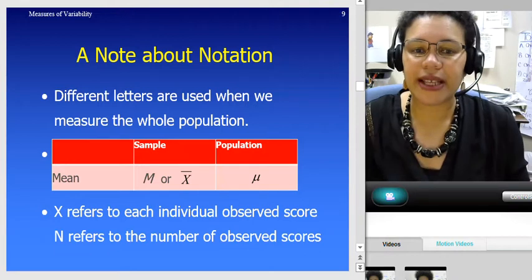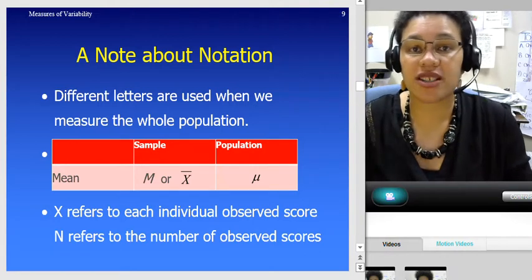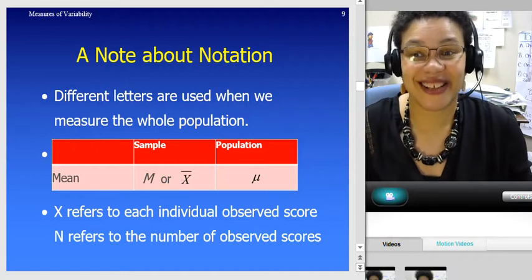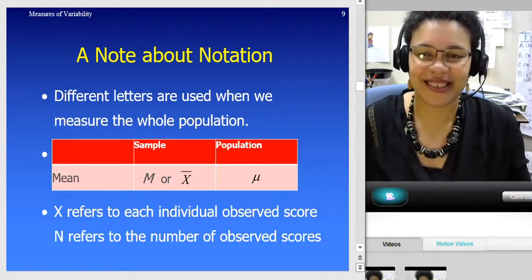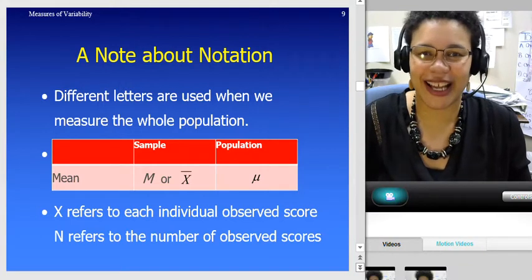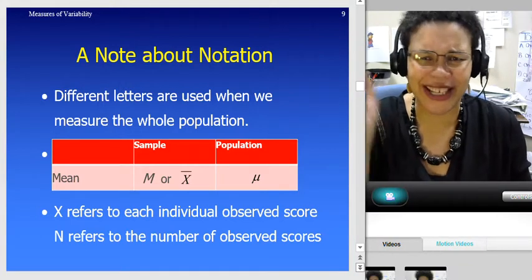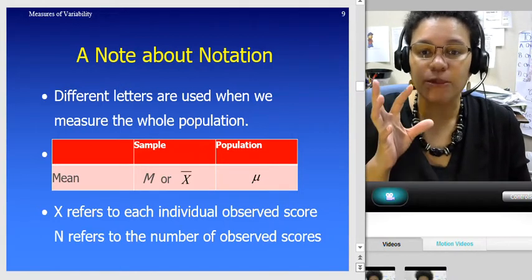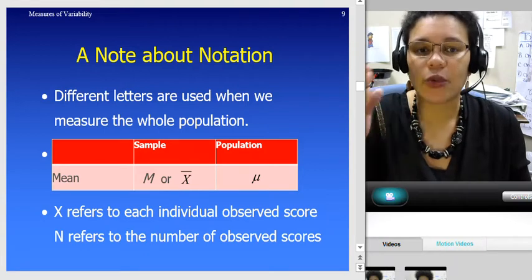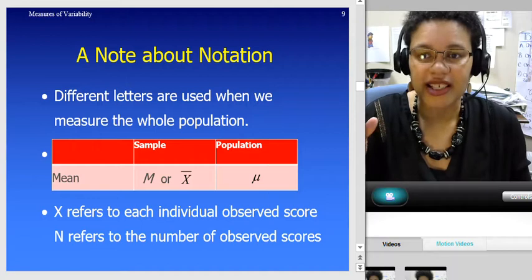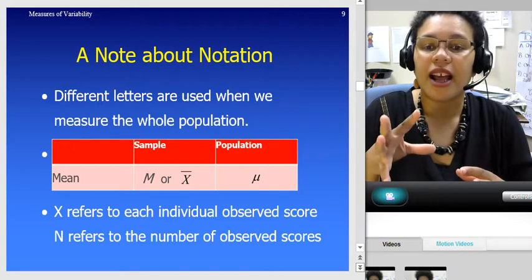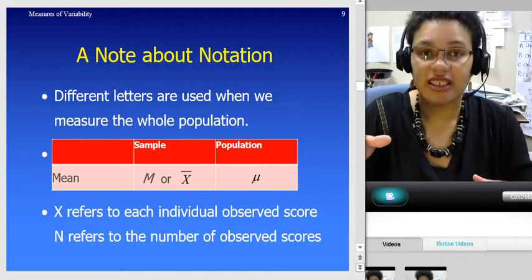Now, we use different letters when we're talking about a sample versus the population. When we're talking about a sample, we're going to use our regular A, B, C, D, E, F, G. When we're talking about a population, we're going to use Greek letters. This is what makes reading statistics textbooks so intimidating. They throw in all these Greek letters, and sometimes they have to do with terms, or what we call parameters, related to the population.